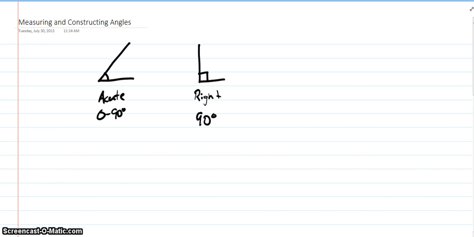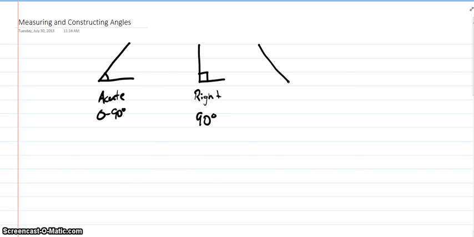So today's video we're looking at measuring and constructing angles. And just to give a real brief lesson or reminder about angles, we have four different types of angles. We have our acute angles, which are smaller, between 0 and 90 degrees. We have our right angles, which are denoted by a box in the middle of the angle, and that is a right angle, exactly 90 degrees.